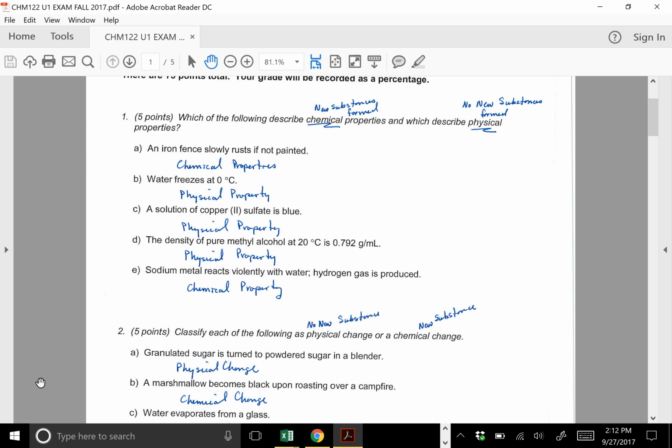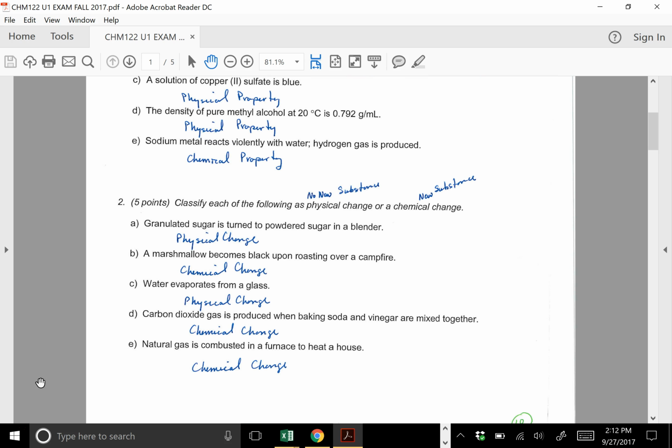So the first few sections were about chemical and physical properties and changes. I said on the answer key, for a chemical property, new substances are formed. For something physical, no new substances are formed. So A was after chemical property with regard to rust. B, when anything changes its physical phase, it's a physical property. C, the fact that anything is a certain color, that's a physical property. D, density is also a physical property. And E, sodium metal reacts violently with water, that's a chemical property of sodium.